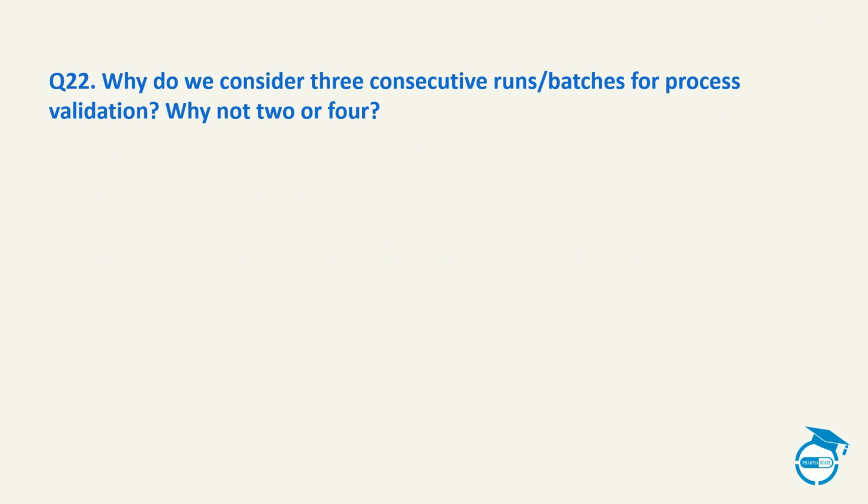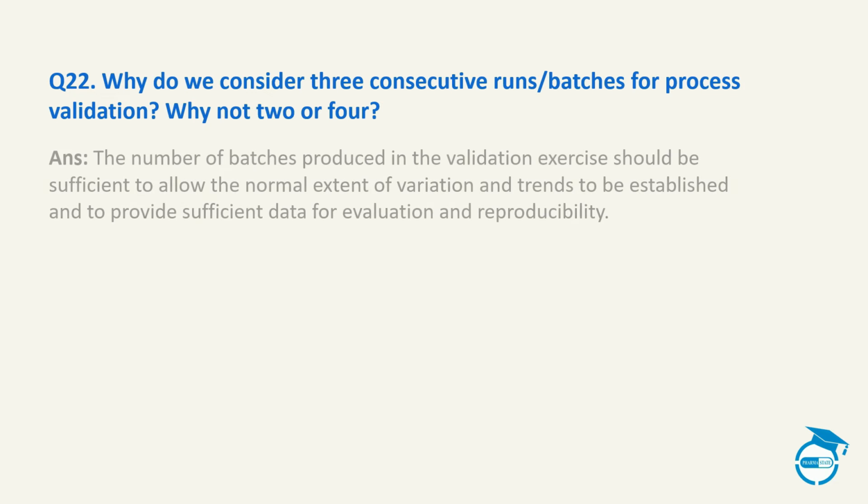Why do we consider 3 consecutive runs or batches for process validation? Why not 2 or 4? The number of batches produced in a validation exercise should be sufficient to allow the normal extent of variation and trends to be established and to provide sufficient data for evaluation and reproducibility.